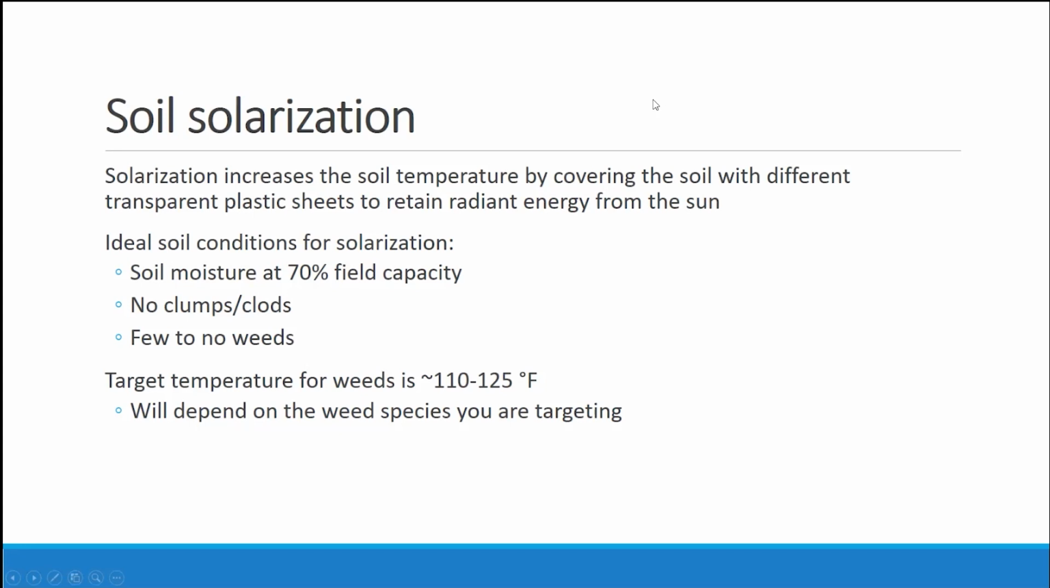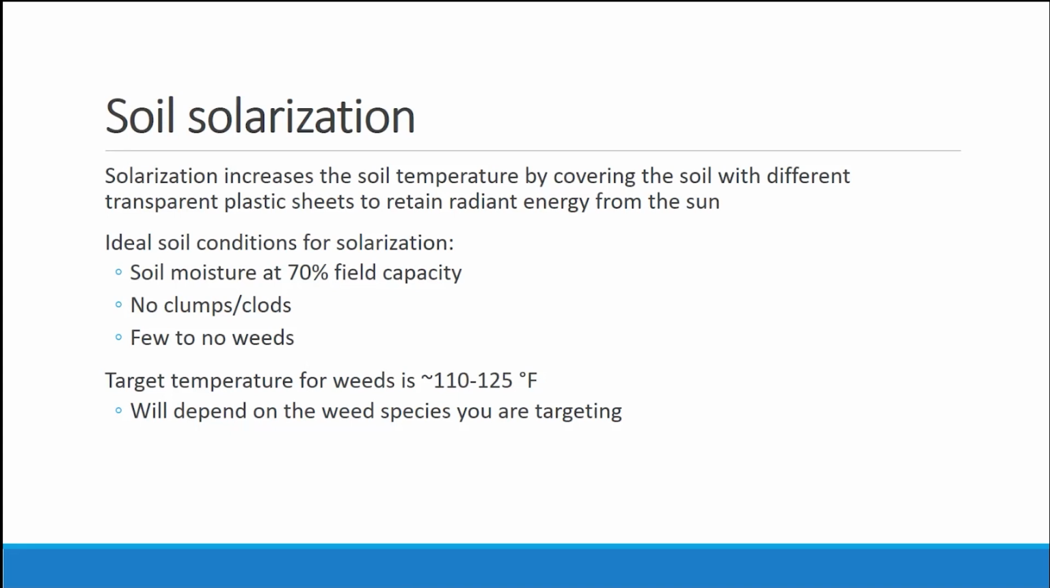Soil solarization increases the soil temperature by covering the soil with different transparent plastic sheets to retain radiant energy from the sun, right? So basically you're just heating up the soil. Ideal soil conditions for solarization would be pretty high soil moisture, no clumps or clods, and few to no weeds starting out. So kind of similar to what you would want for a cover crop, right? Nice soil moisture, not a lot of clumps or clods, pretty smooth soil, and not a lot of weeds visible on the surface at least.